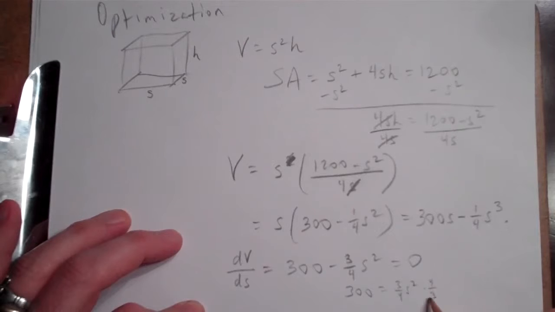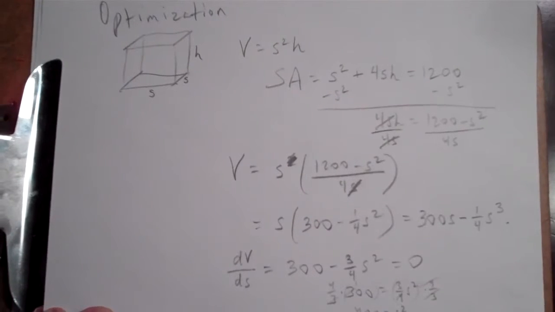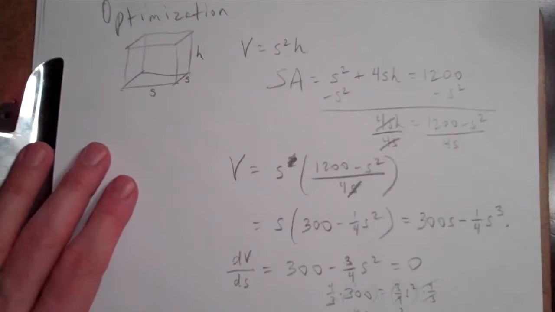I'm going to multiply both sides by 4/3 because that's the reciprocal of 3/4. So those will cancel out. And this becomes 100. So 400 equals s squared. I believe you get plus or minus 20. And I don't think there's any way it's going to be a negative. Can't have a negative side length. So in this case, s is 20.